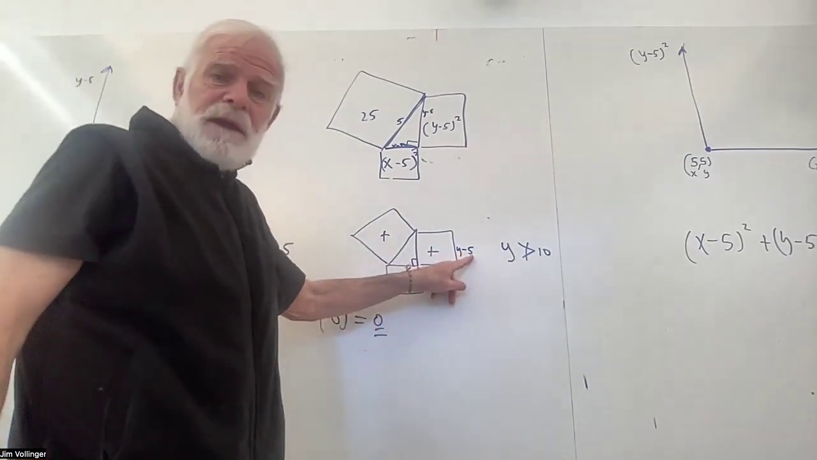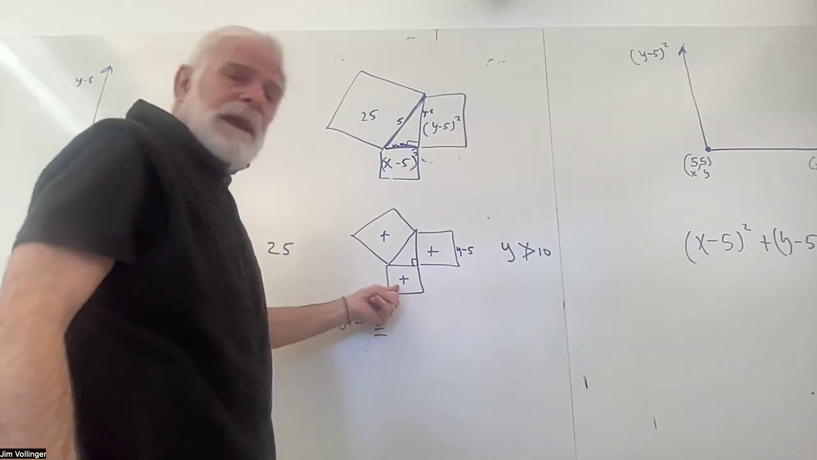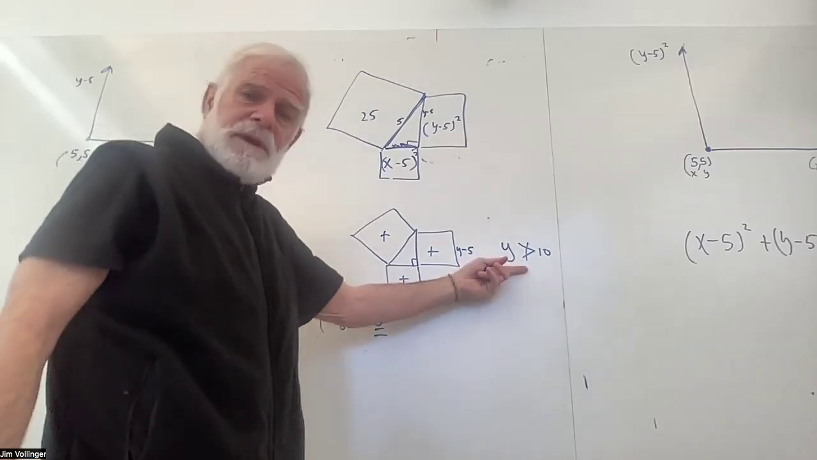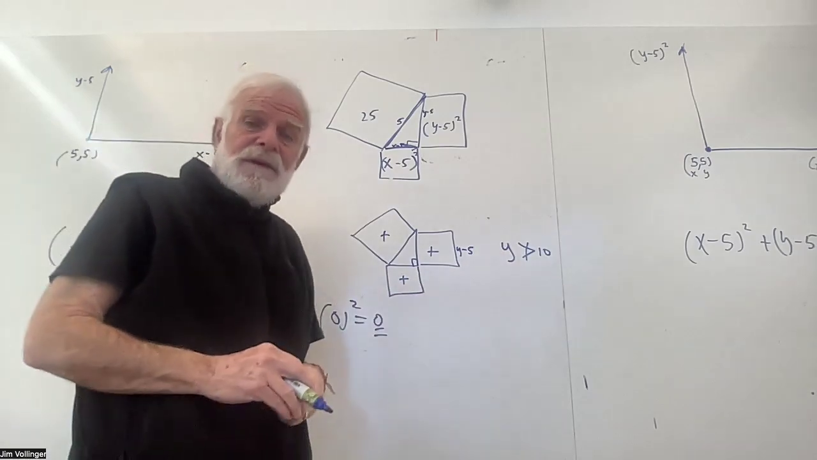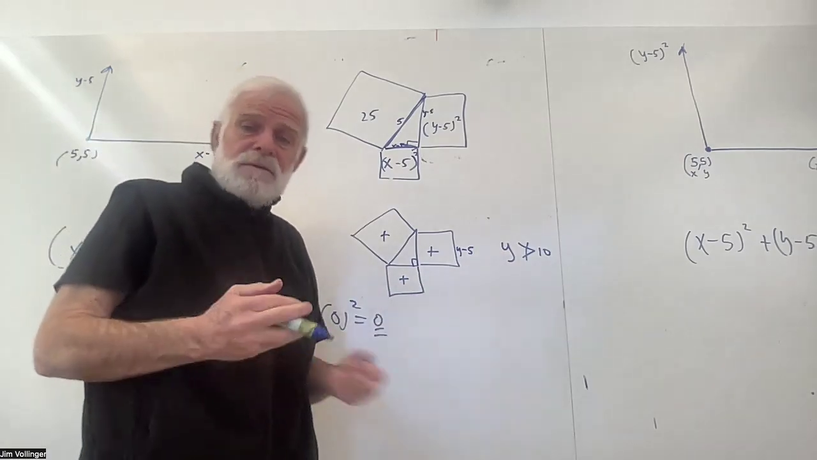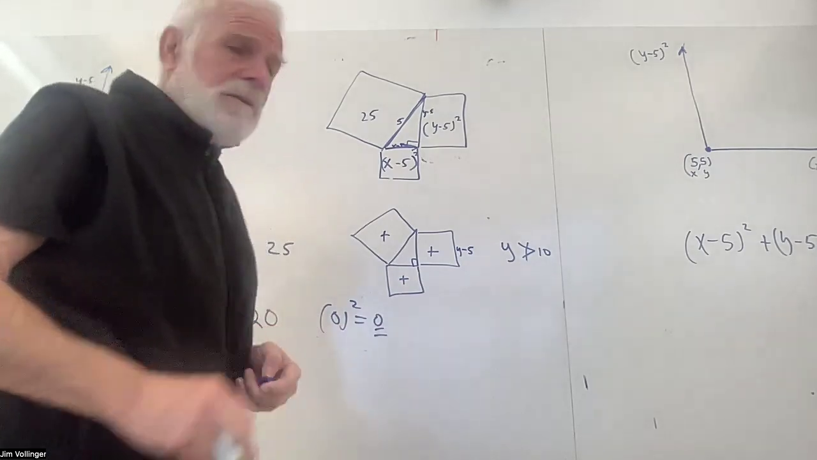All right, so y can't be greater than 10. 10 minus 5, 5. 5 squared, 25. I can't add anything to that. So I can't pick a number bigger than 10. So there's restrictions here. Same thing is true of x. So we've got some domain and range issues to talk about.